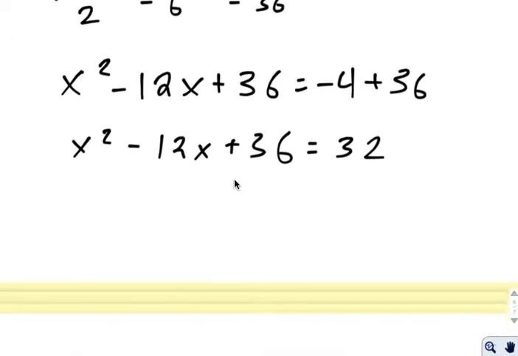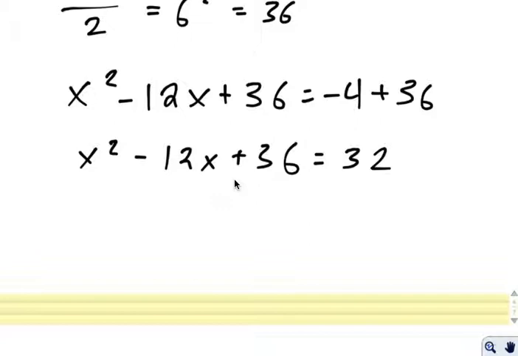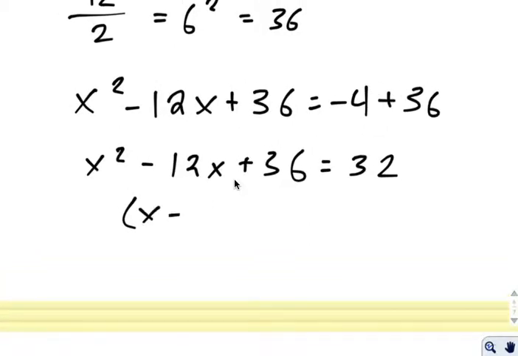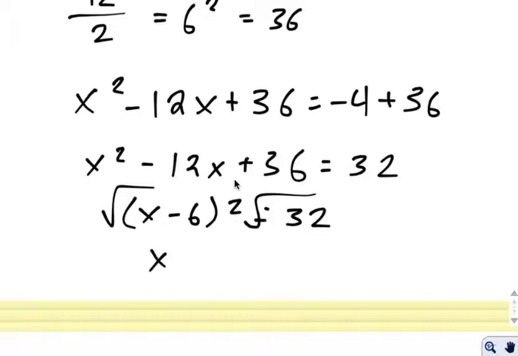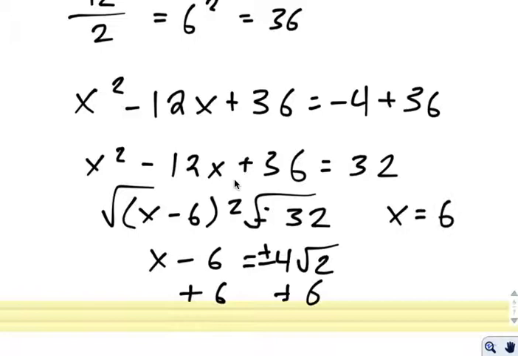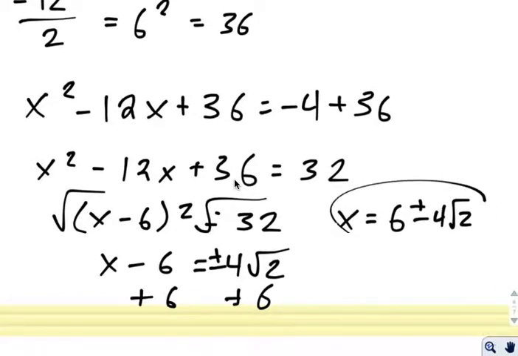This is a good place to be because x squared minus 12x plus 36 is actually a perfect square. It can simplify to x minus 6 squared equals 32. And then I solve the problem like I did for example number 1, where I just take the square root of both sides. So the square root of x minus 6 squared is just x minus 6, equals plus or minus the square root of 32, which is 4 square root of 2. And then I solve for x, so add 6 to both sides, so that x is equal to 6 plus or minus 4 square root of 2. And that is my perfect square solution.